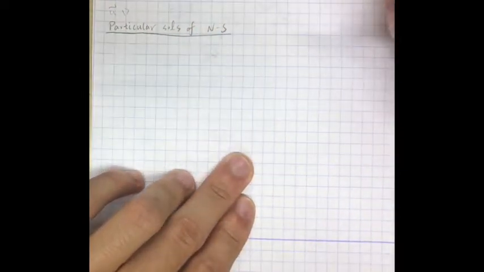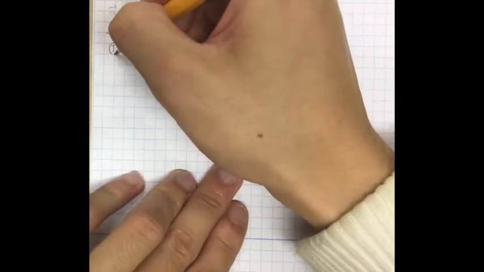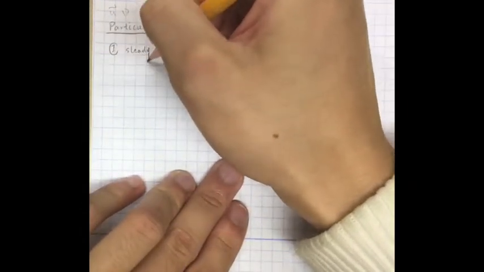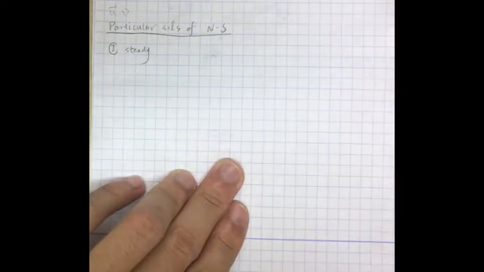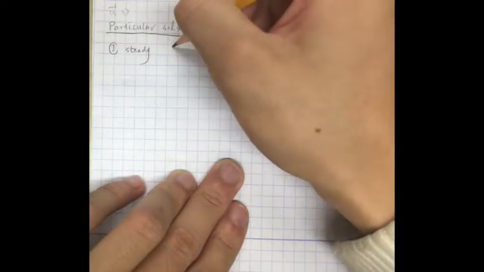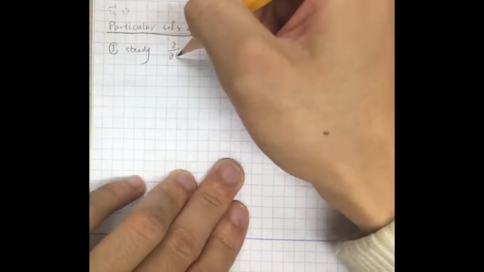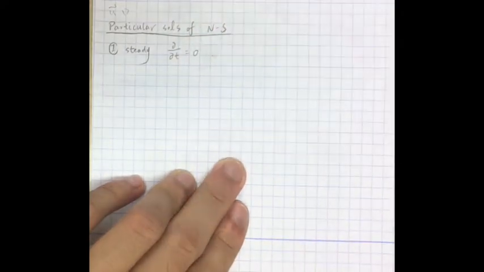Our first big category will be called the steady case. Steady, we know, it means that the circumstances of the fluids don't change with respect to time, right? So every property's time derivative will be equal to 0. Okay?